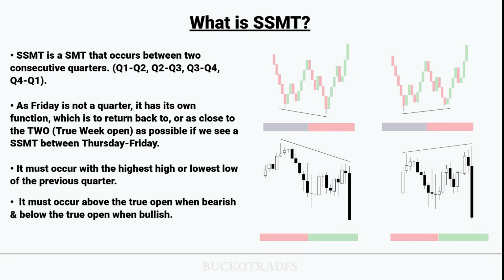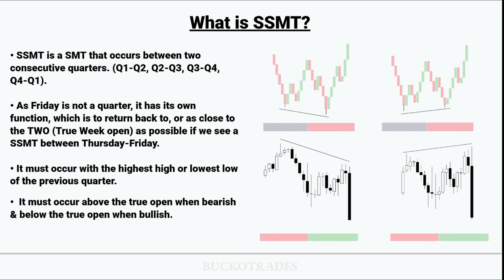Sequential SMT is an SMT that occurs between two consecutive quarters. So for example, between Q1 and Q2, Q2 and Q3, Q3 and Q4, Q4 and also Q1. The only exception to this is within the weekly cycle, and that's on a Friday. Of course the 4 quarters within the weekly cycle would be Monday, Tuesday, Wednesday and Thursday.